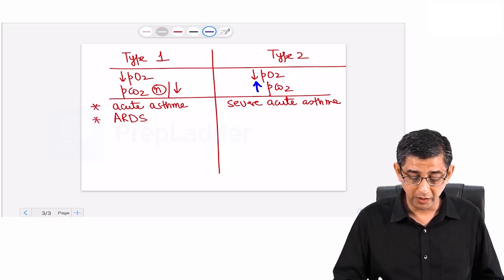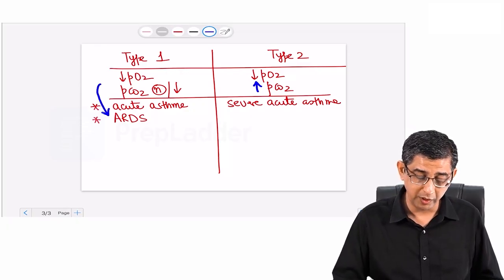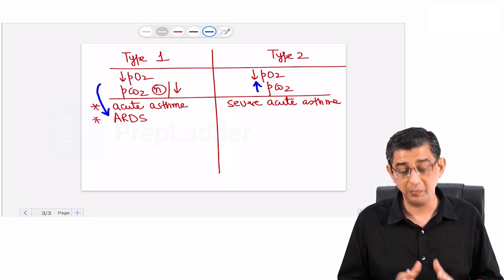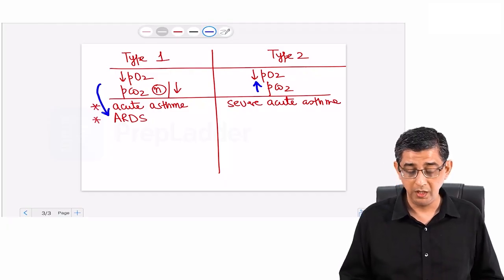I get a lot of queries regarding it, that, sir, in ARDS you have mentioned carbon dioxide can be elevated. Yes, that is in the later stages when treatment is not given. But what is the presentation? Presentation is type 1 respiratory failure.